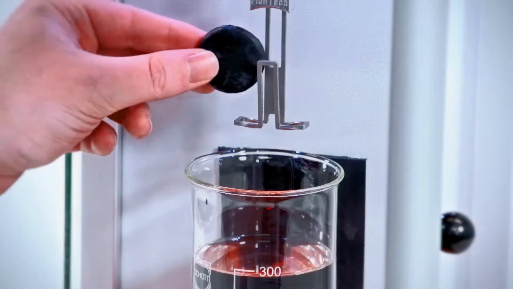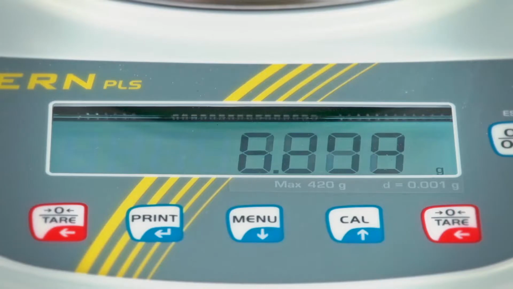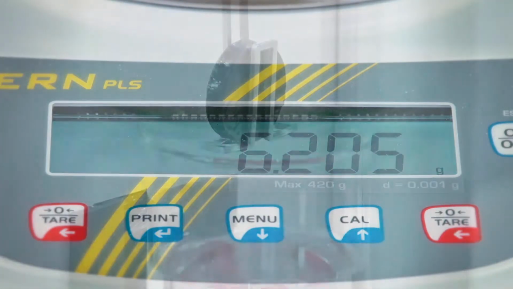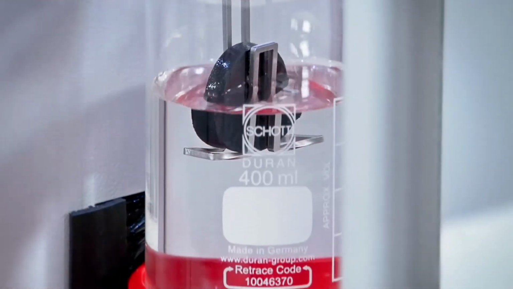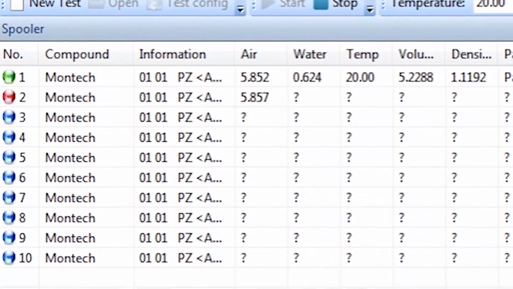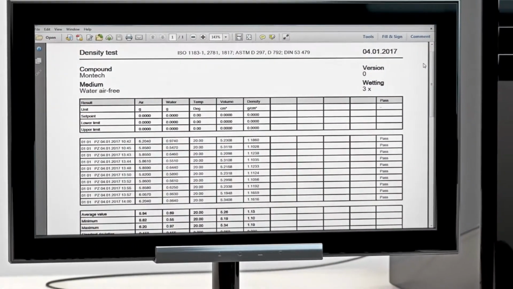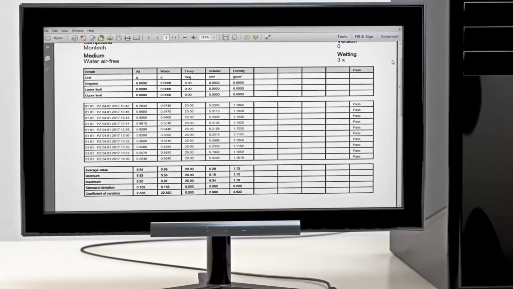The operator simply hangs the sample from the balance and pushes the start button. The DM3000 then weighs the sample in air, automatically raises a beaker, takes the weight of the sample in the immersion liquid, and then lowers the beaker. Once the procedure is complete, the sample's density is displayed along with its weight in air, weight in water, and the difference between the two.